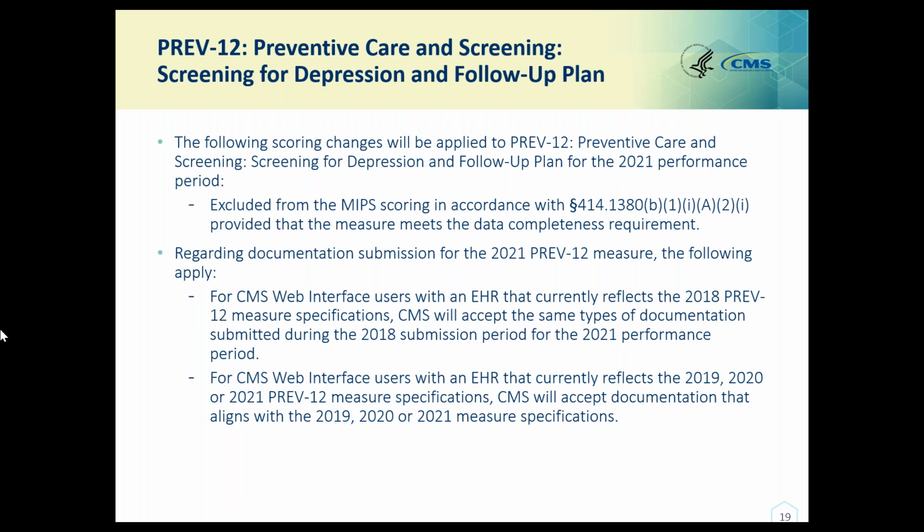Great, thanks so much. So our next question is about Prev 12, and the question asks, for Prev 12, if the member is seeing specialists and they are billing for major depression, but we don't have any medical records for this diagnosis in the chart, would the member count for the measure?